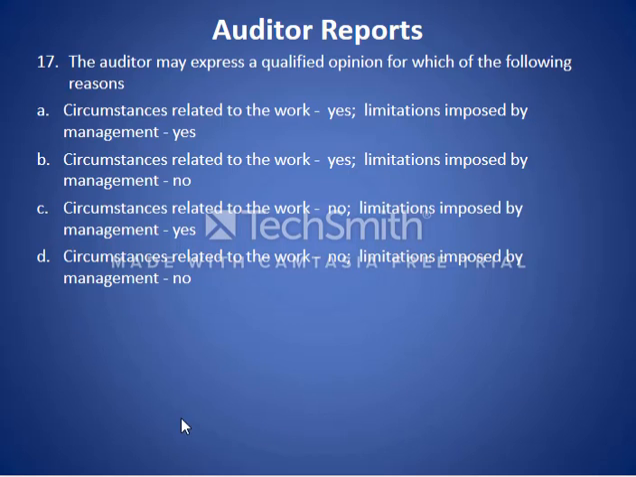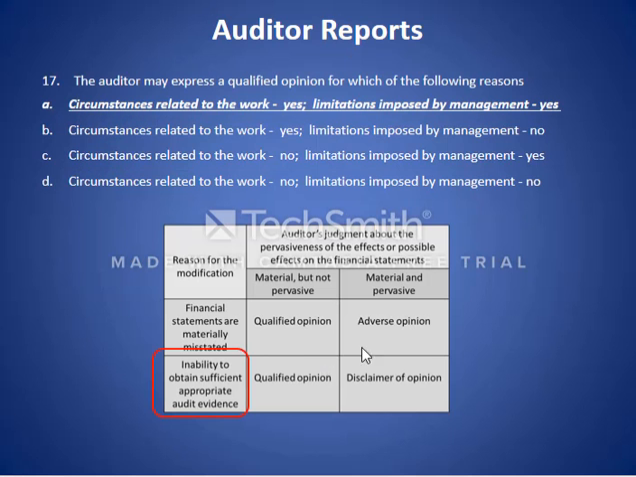In this case, the auditor may express a qualified opinion for which of the following reasons. Again, you're given 4 reasons. Go ahead, review and stop the video as you do. When you're ready for the answer slide, go ahead and restart the video. Okay, let's take a look at the answer to question number 17.